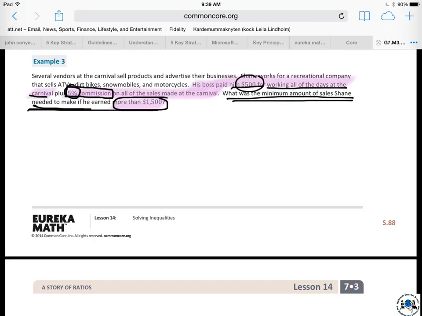Okay, so go ahead and see what you can do with these numbers and these little figures that I've circled and underlined, and put together what you think may be a correct inequality. Okay, so go ahead and try that, give it a whirl, and come on back.